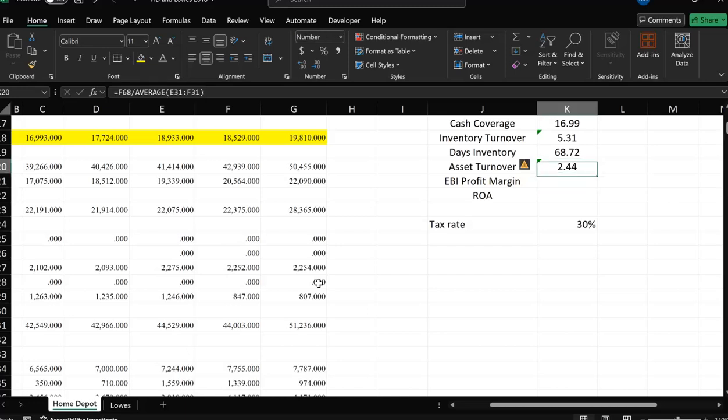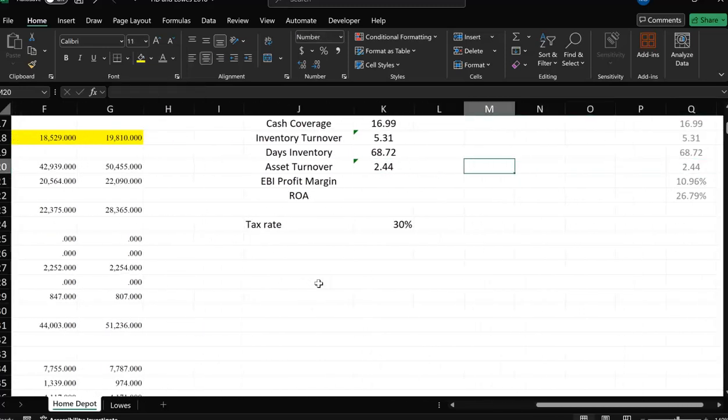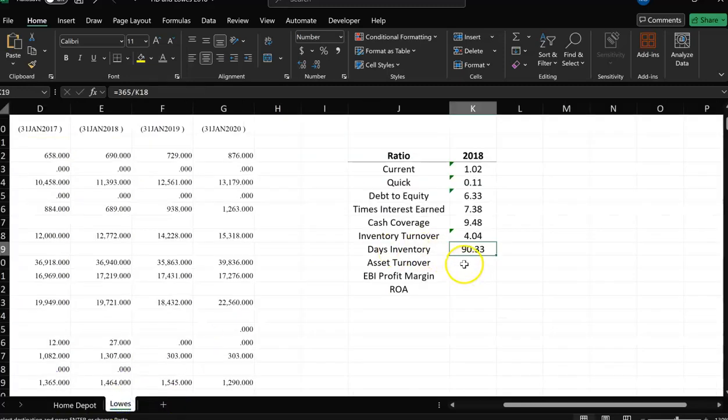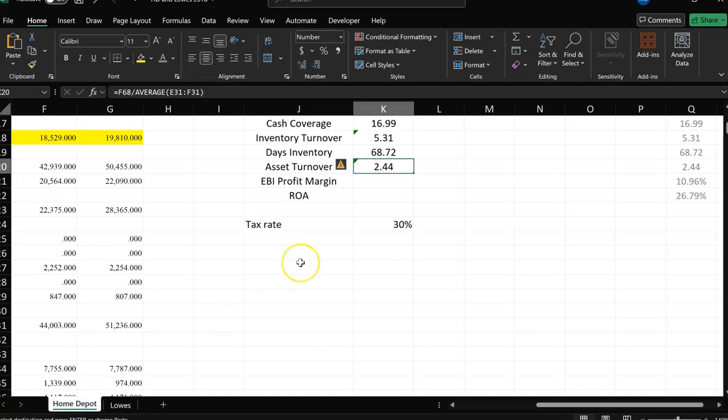All right, and I get 2.44 for Home Depot, and if I do the same calculation for Lowe's, I get 2.04. So again, slight advantage to Home Depot. For the amount of assets that they have, Home Depot generates a slight amount more sales per dollar investment in assets than Lowe's does. Not a huge difference there, but small.